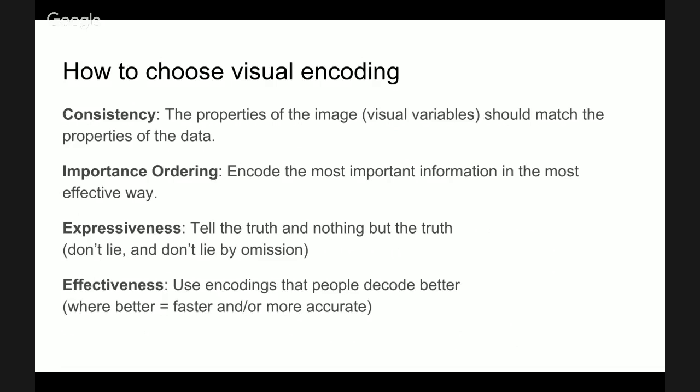The third principle is expressiveness, and you could summarize it as: tell the truth and nothing but the truth. What does it mean? In visualizations, you can add a lot of meaning by adding details to the visualization, like, let's say, a trend line, or using some annotations, or just through the encoding itself. But you should always make sure that the visualization only shows things that are actually in the data.